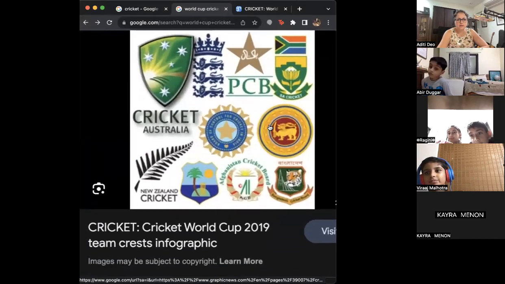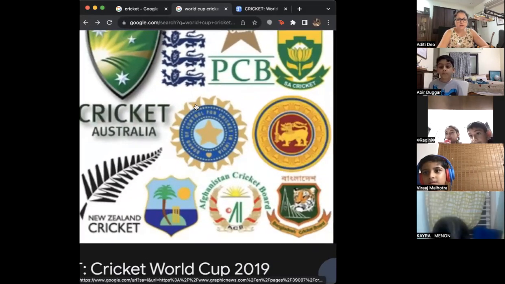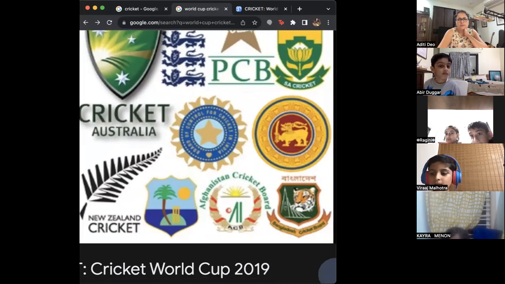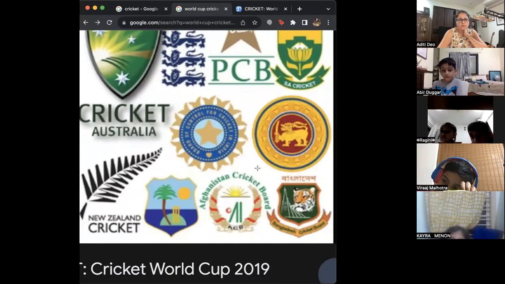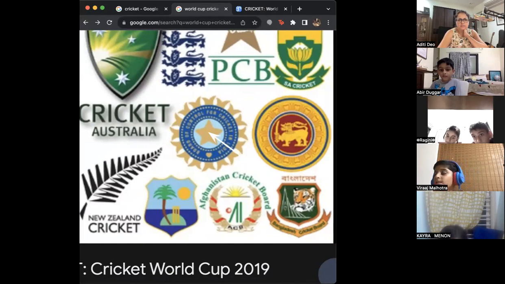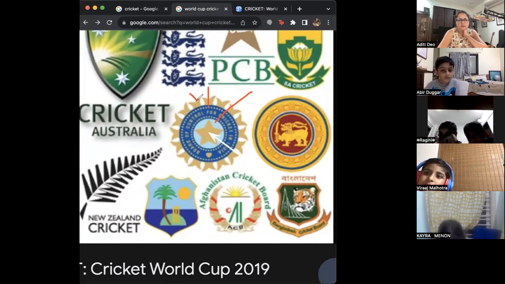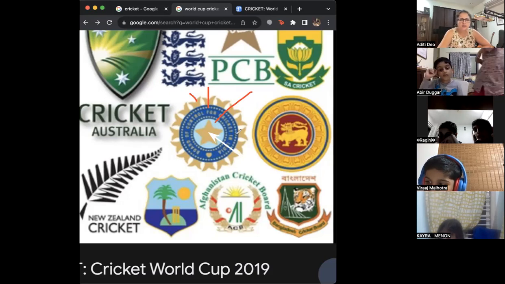Okay, in the center is the Indian cricket team logo. So this is how we're going to do this. First, we will draw the star in the center. Then we will draw a light blue circle around it. Then we will draw a dark blue circle around it. And then we will draw these different leaves, or maybe they look like a sun shining.